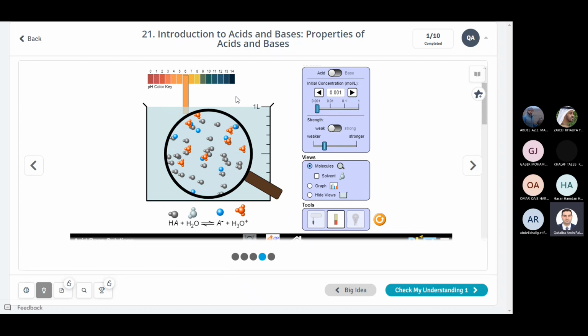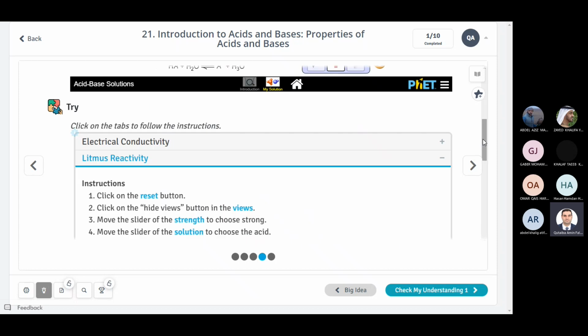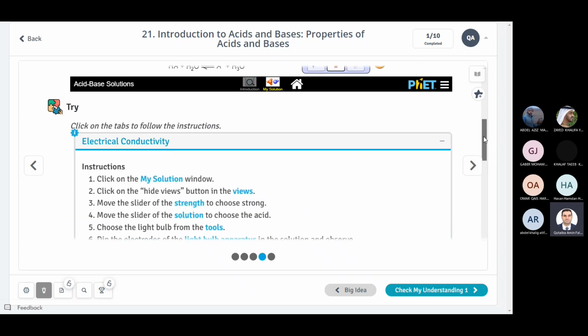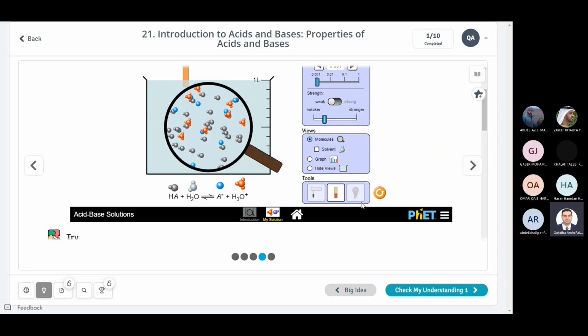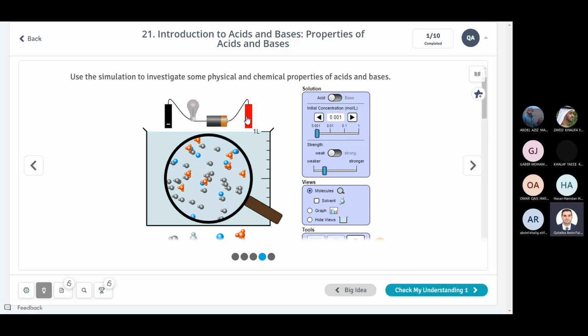Okay, you will not have 7 because 7 means neutral. Okay, so this is a simple concept about picking the litmus paper. Conductivity, you can check. They both are electrolytes. It will conduct electricity for sure.